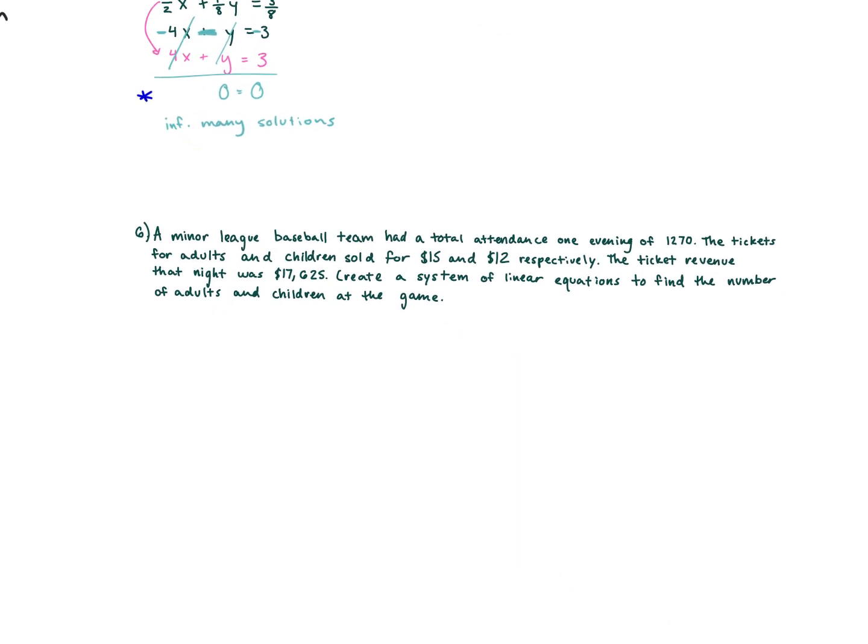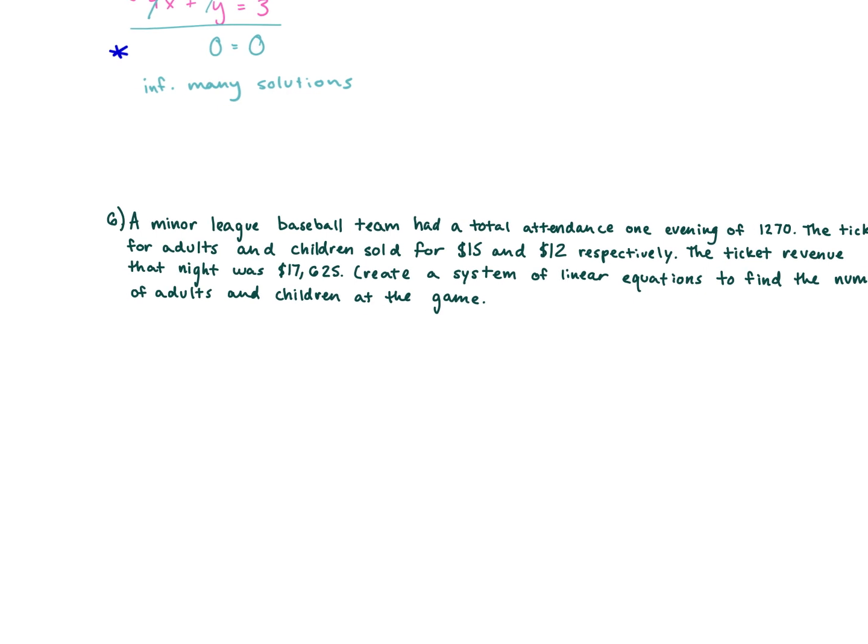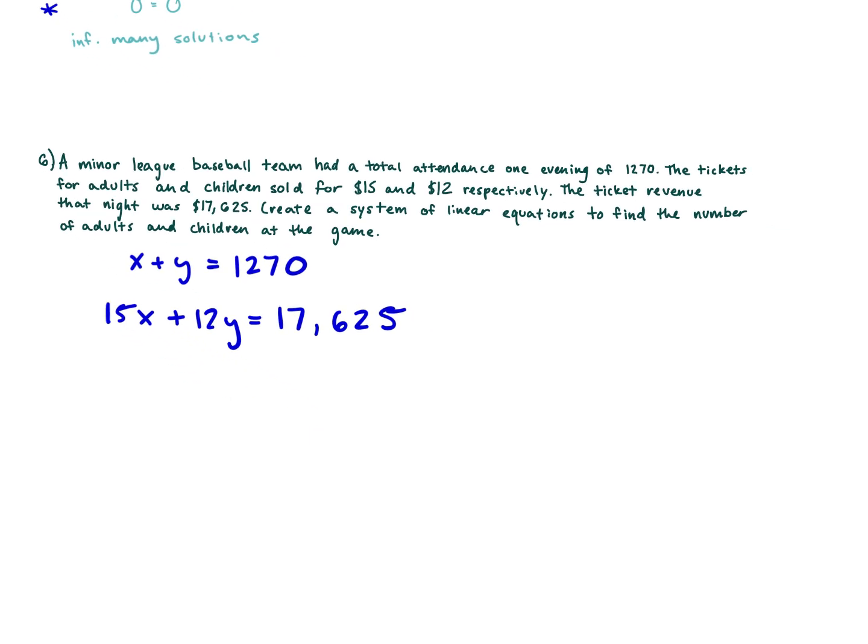For number 6, I'm going to set up the equation for you so you can solve it. So we can say x plus y equals 1,270. And then 15 times x plus 12 times y equals 17,625. So I'm not going to work this out for you, but I just want to give you the equation. So a question like this on the quiz will have the equations for you. So any word problem, it'll give you the equation. So you won't have to come up with the equations. It'll have it for you. But I'll let you guys work this one out on your own.